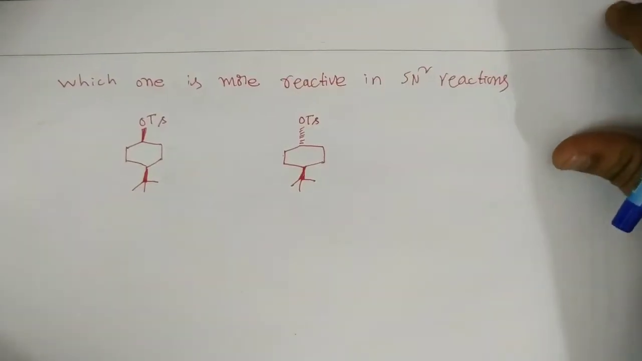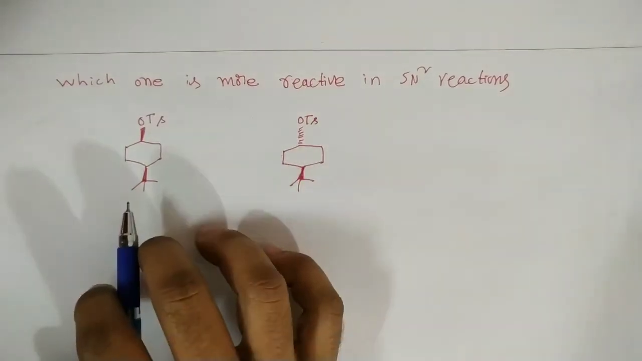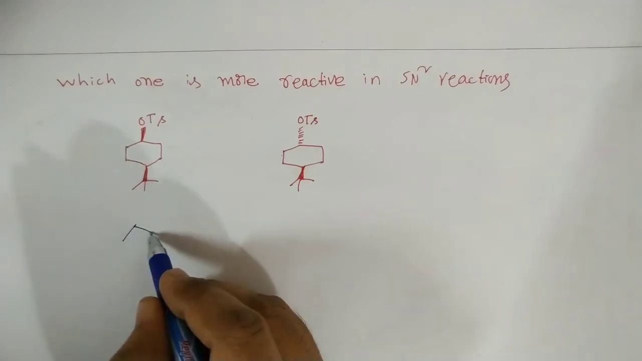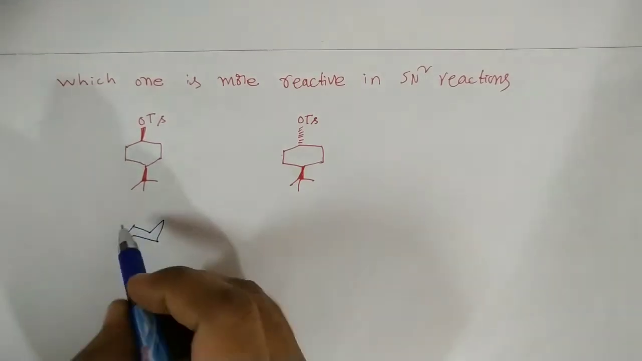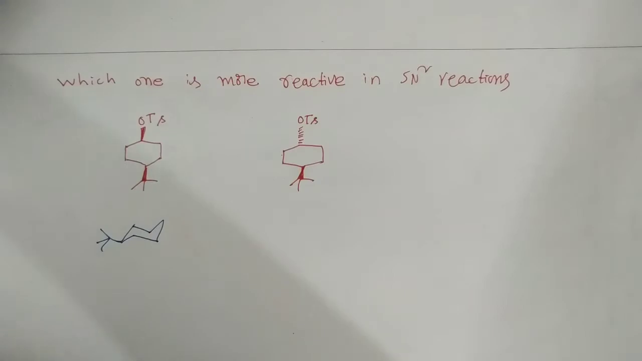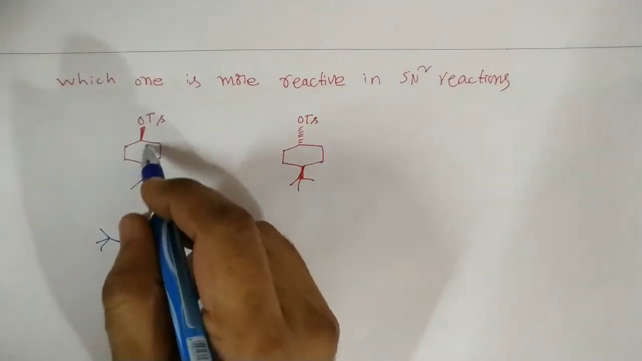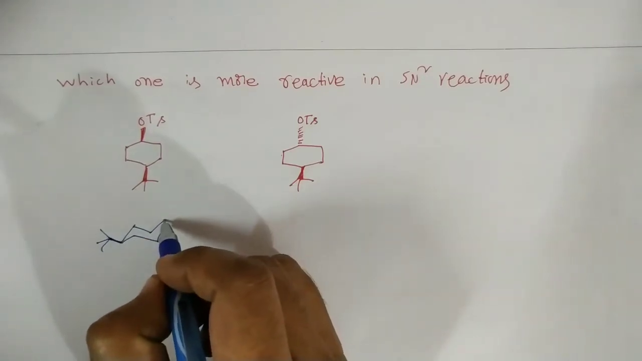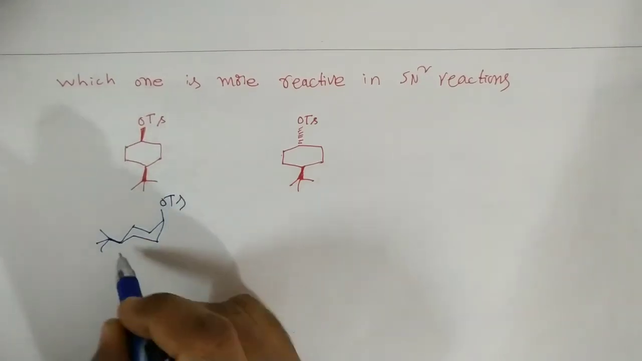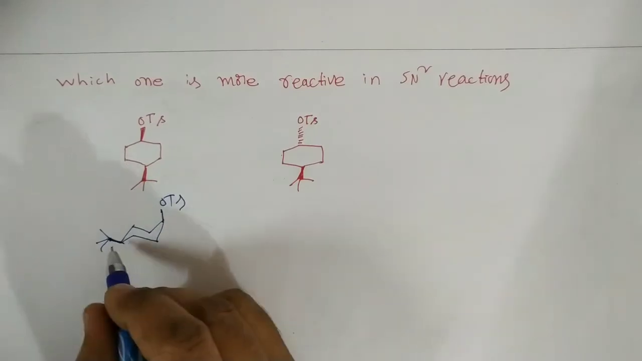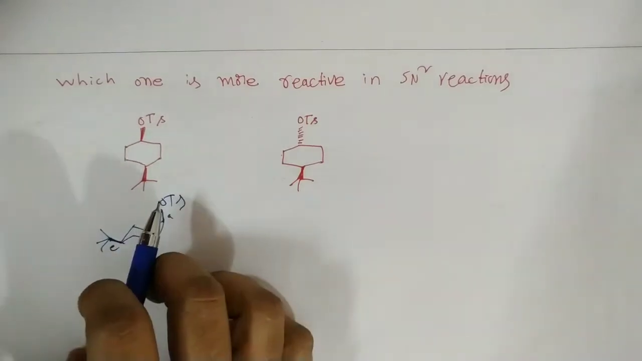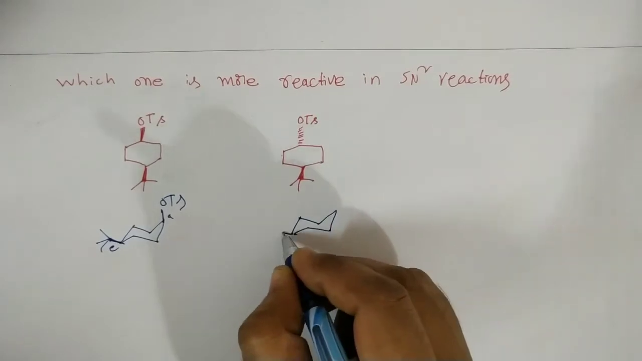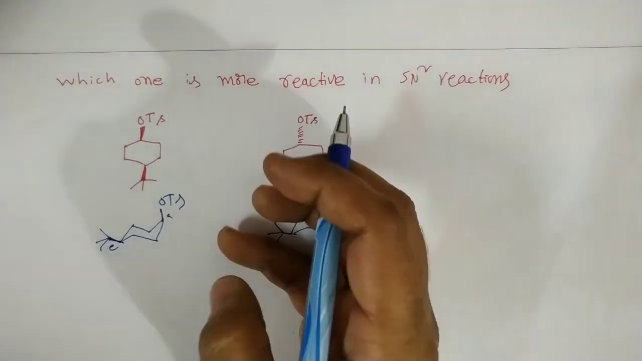Next, one more question regarding the SN2 reaction: which is more reactive in the SN2 reaction? So first of all, let us try to write the chair form. Tertiary butyl is in the equatorial position, and both groups are cis, so the upward direction means equatorial. Here OTs is in the upward direction, axial, and it is a cis form. Now the tertiary butyl is a bulky group, so it must be in the equatorial position, that means the upward direction.